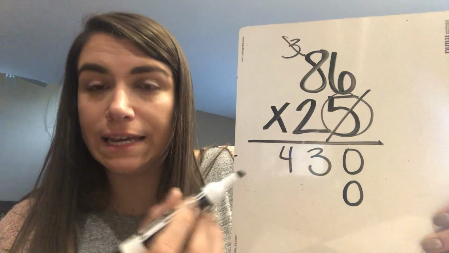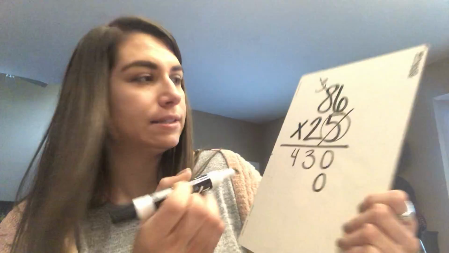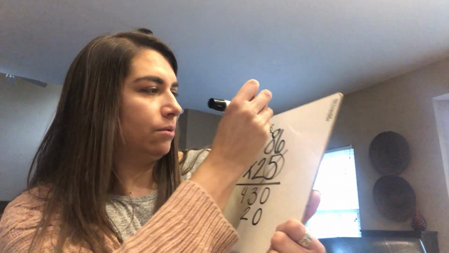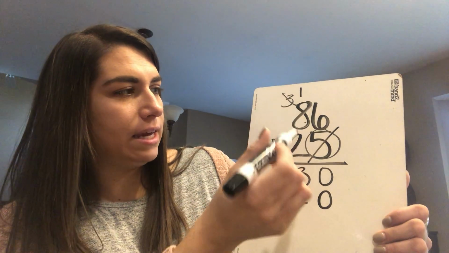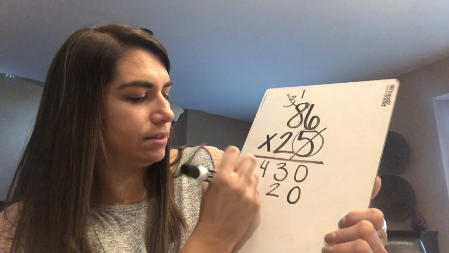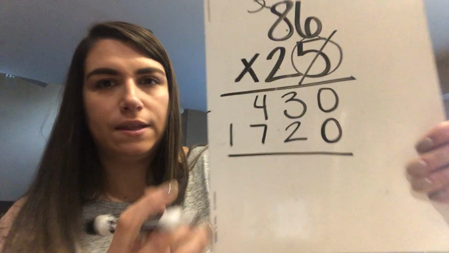And now all I have to do is take 86 times 2. So 2 times 6 is 12. Carry my 1. 2 times 8 is 16. Plus 1 is 17. And then I have this so far.